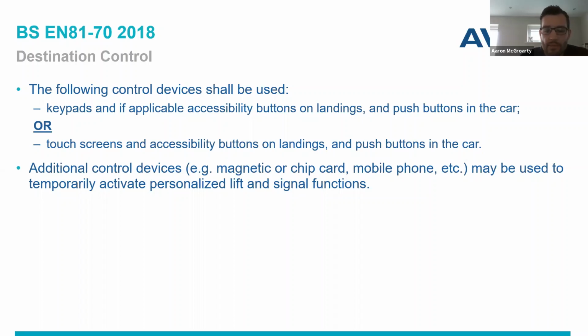Also, one I picked up whilst rereading this version of the standard was the ability to use additional controls. I thought this was quite topical, as obviously COVID-19 has gone through the countries and now people are less inclined to touch buttons or any surfaces that might have been touched by other people. So the use of a magnetic chip card or mobile phone has been allowed within this standard to temporarily activate personalized lift and signal functions. So in terms of your EN81-70, as long as the buttons are there, in my perspective, you can still use all of these other devices to control the cars.